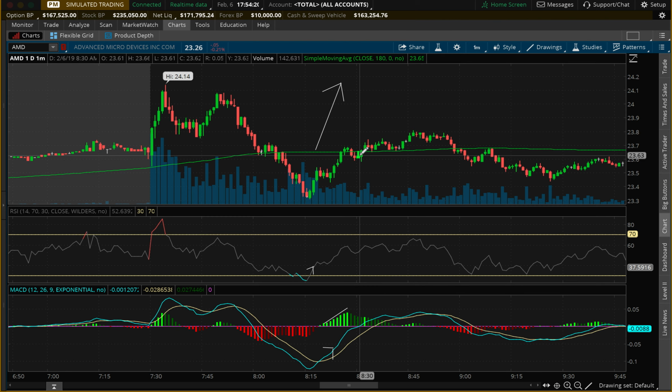A lot of people have plans they set up and rules they make where if not all those rules are met, they don't enter a trade, and that's something you guys will have to develop for yourself. But there you have it. That's how you use the RSI, and that's how you use the RSI, MACD, and a moving average together to find the best place to trade.